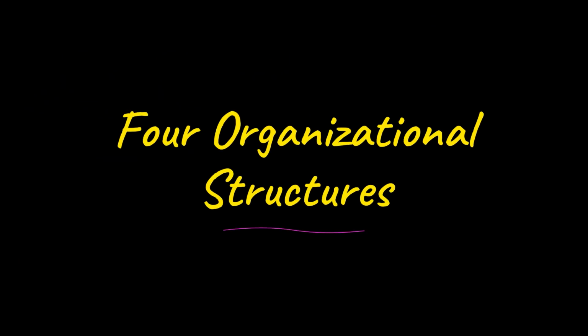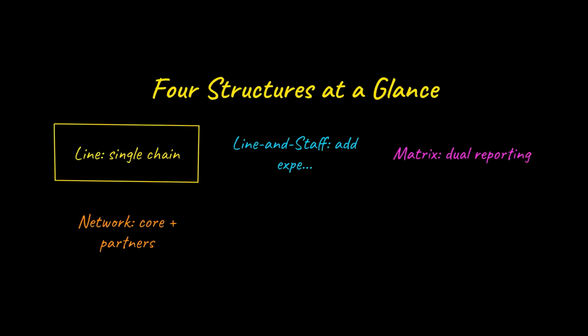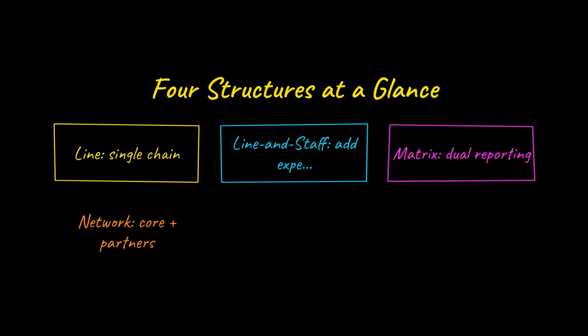Every organization arranges its chain of command differently. Four named structures capture the most common patterns, and each carries its own trade-off between simplicity, expertise, and flexibility. The line structure runs one clear chain from top to bottom. Line and staff add specialist advisors alongside that chain. The matrix assigns employees to both a functional manager and a project manager simultaneously, and the network keeps a small core firm while outsourcing work to outside partners.